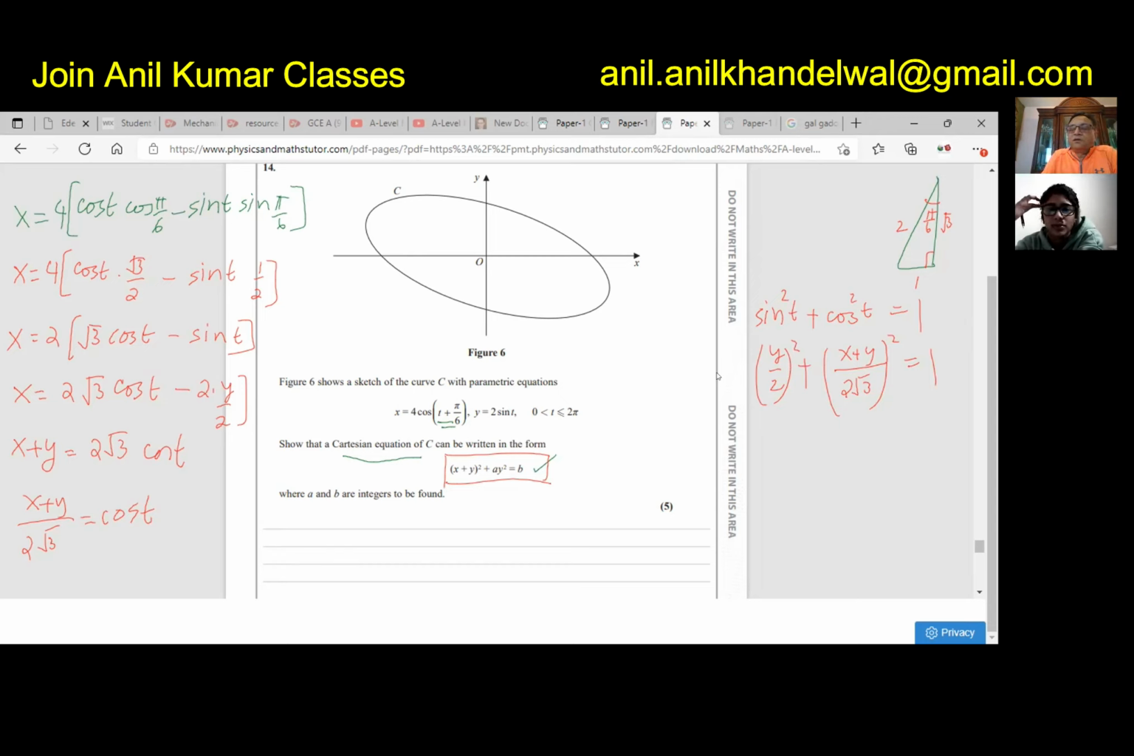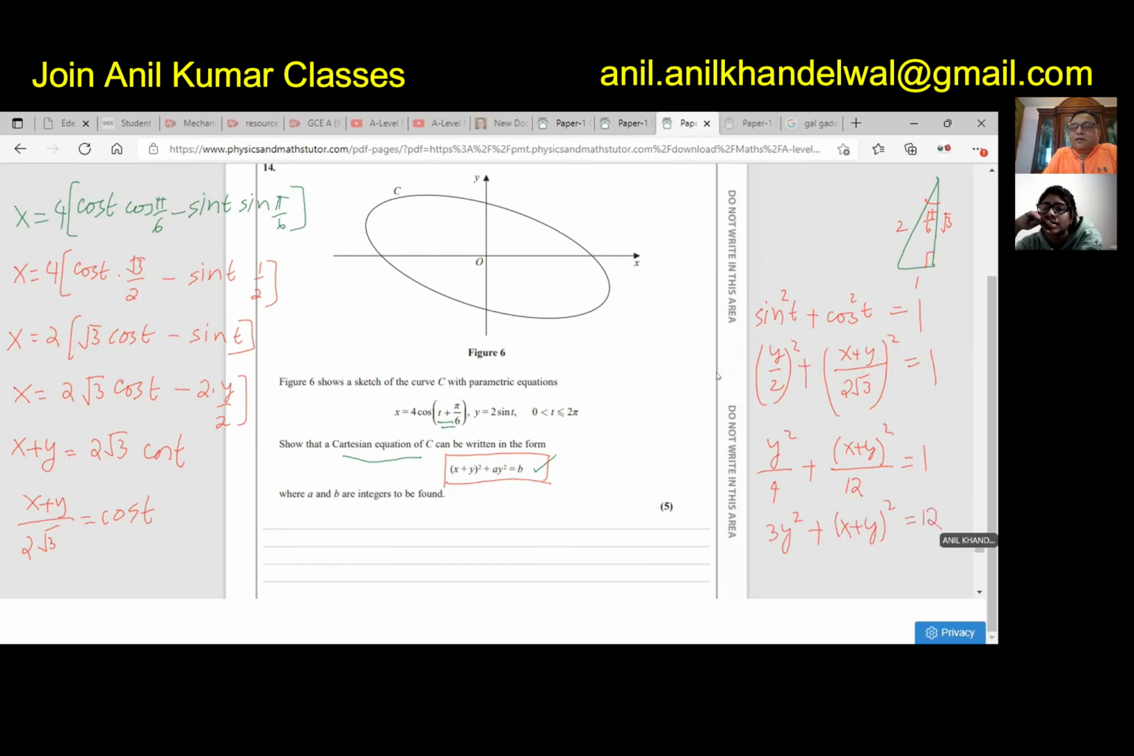We just cross multiply. So the denominator is 4 times 3, right? You go for one more step, which is y squared over 4 plus (x plus y) whole squared over 4, times 3, which is 12 equals. Is that clear to you? Yeah. Now we are going to multiply by 12, right? So as soon as I multiply by 12, I get 3y squared plus (x plus y) whole squared equals 12.